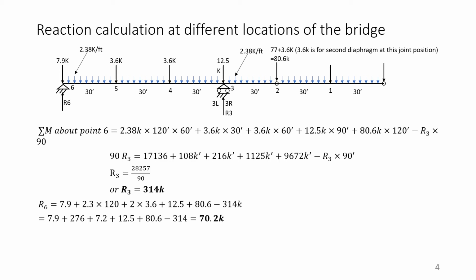If you see this page again, there are several loads and the distributed load. Now our aim is to find out the bending moment and shear force diagram for the 120 feet span. Out of this 120 feet, 90 feet is the support to support span, and 30 feet is the cantilever. And the reactions at the two supports, we have got: one is 70.2 and another is 314 kip. Okay, next page.